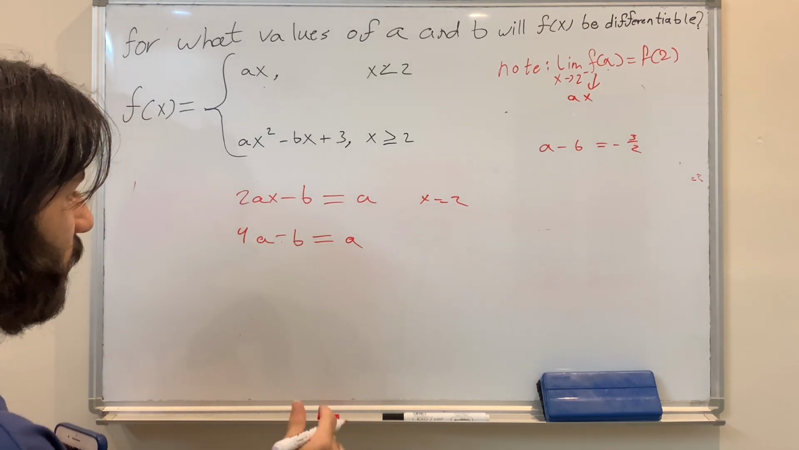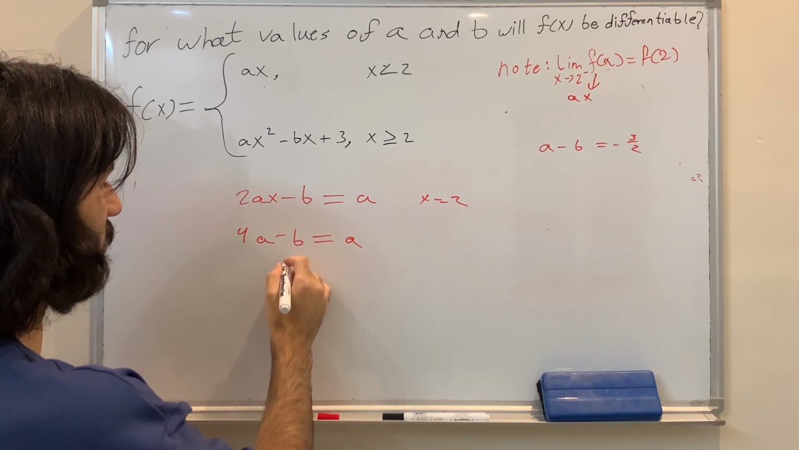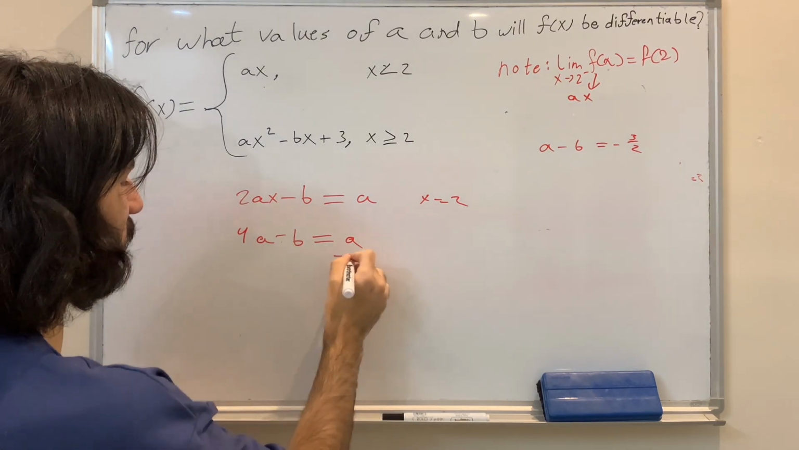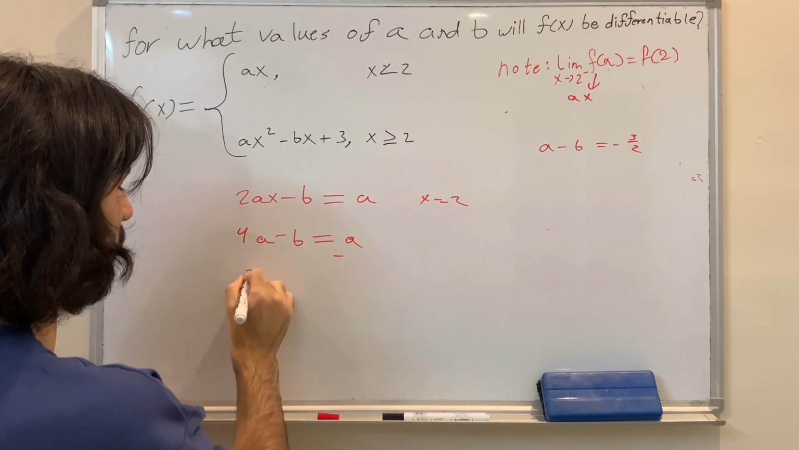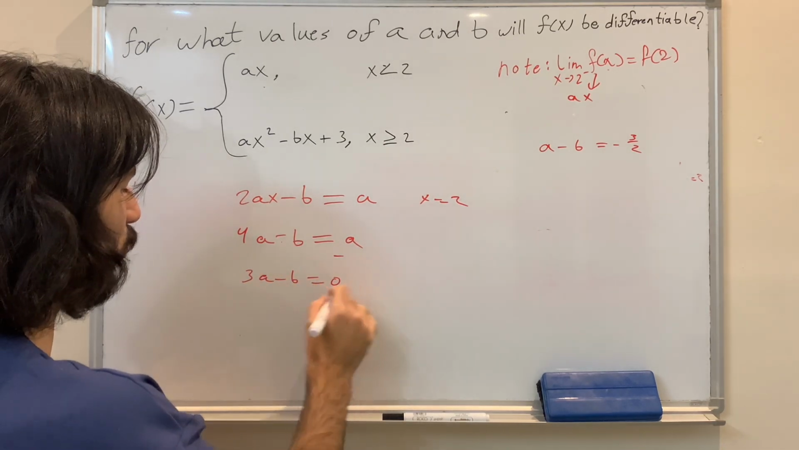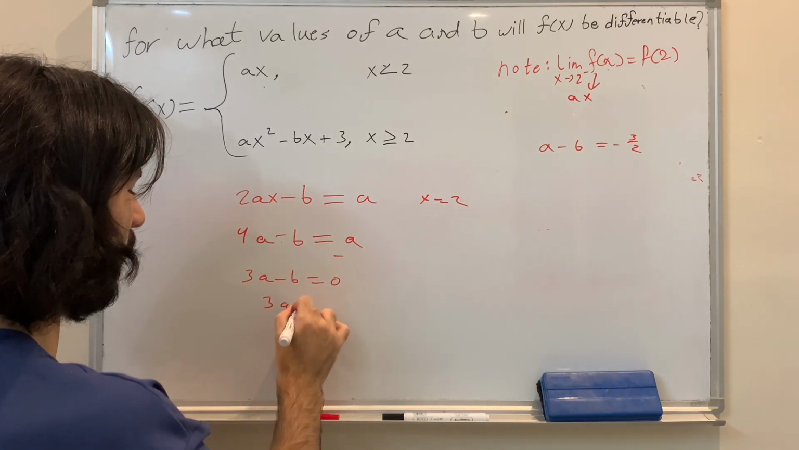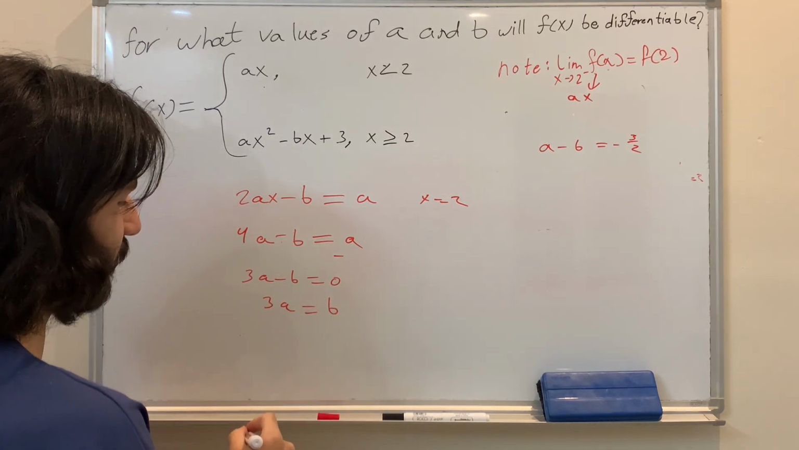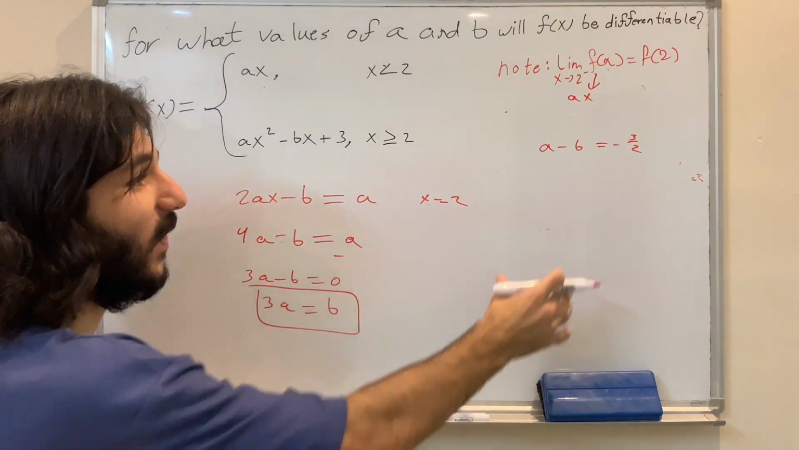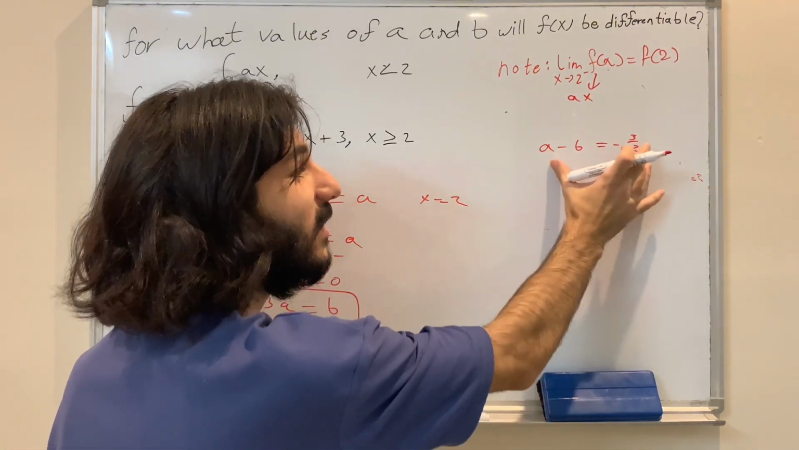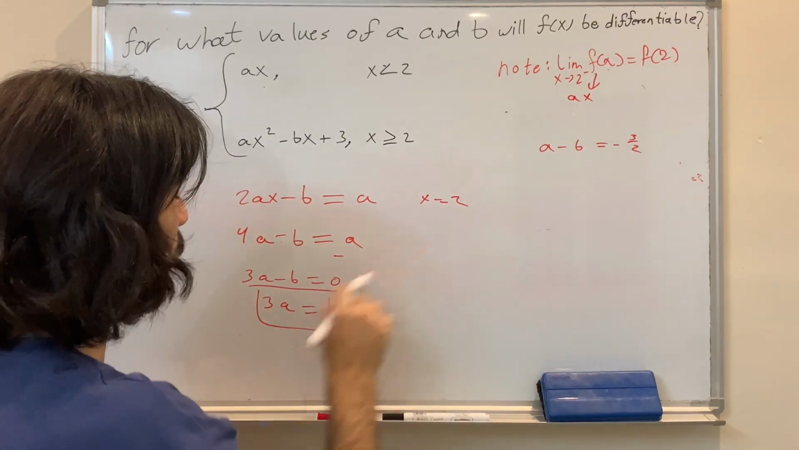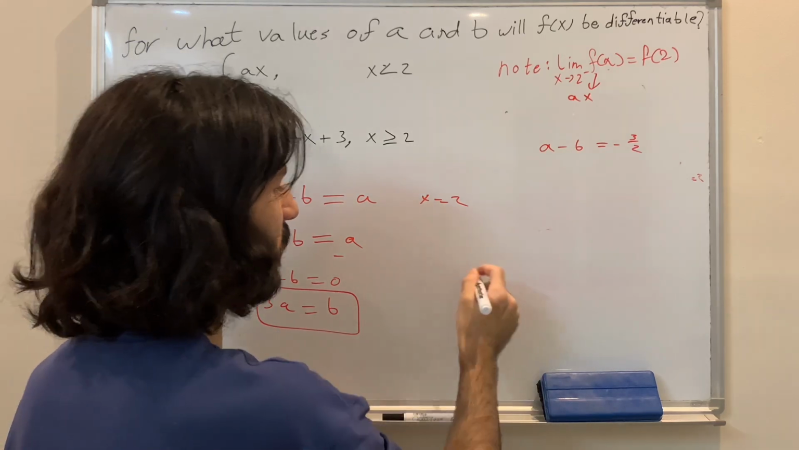You can minus the a from both sides. You're going to get 3a minus b equals 0. Then move the b to the other side. You're going to get 3a equals b. So now we have this. And then this is where the part from the continuity section comes in. We plug in 3a for this b.